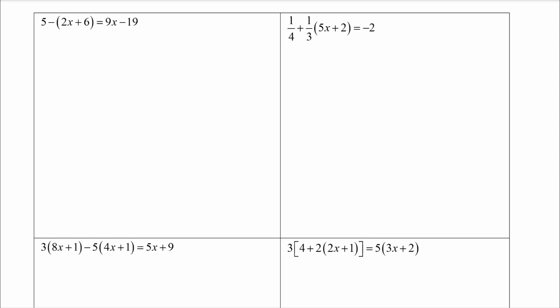On our next problem, we have to distribute and combine like terms on the left. Notice that there's a negative or -1 here. I'm not distributing the 5 through. I'm distributing just the negative. So that gets me 5 minus 2x minus 6 equals 9x minus 19. I can combine the 5 and the -6, and that becomes -1.